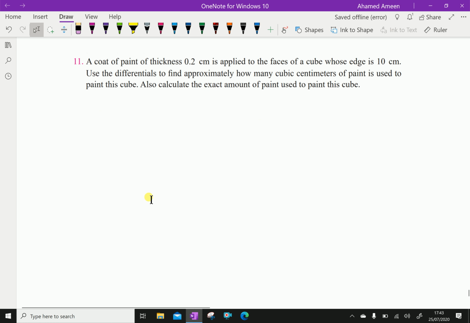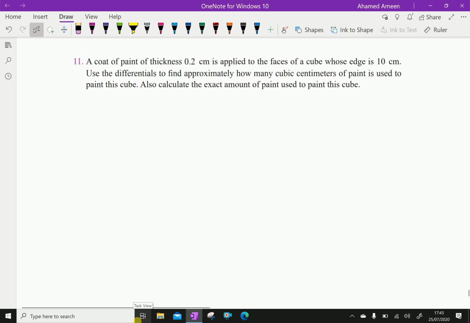Then question number 11. A coat of paint of thickness 0.2 centimeter is applied to the faces of a cube whose edge is 10 centimeter. Use the differentials to find approximately how many cubic centimeters of paint is used to paint this cube. Also calculate the exact amount of paint used to paint this cube.